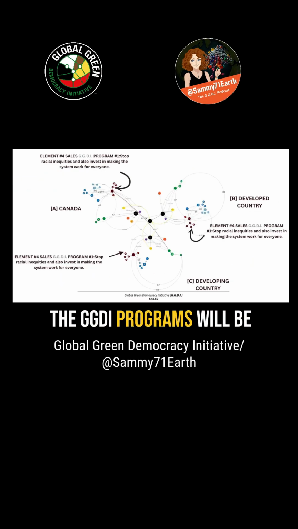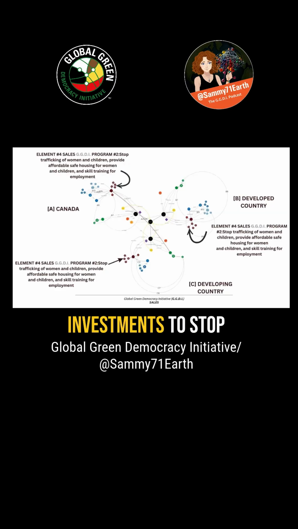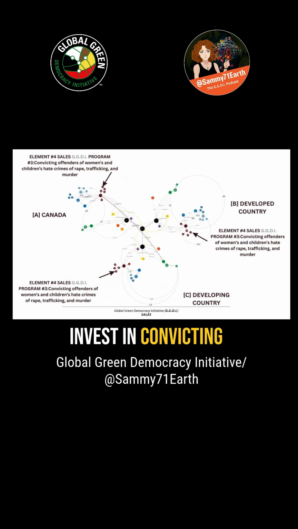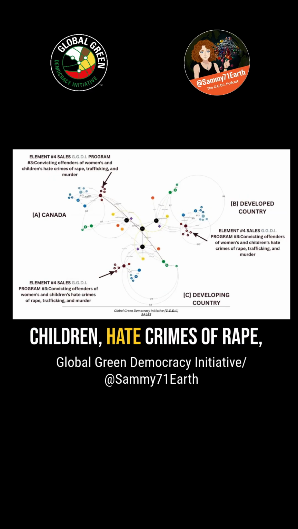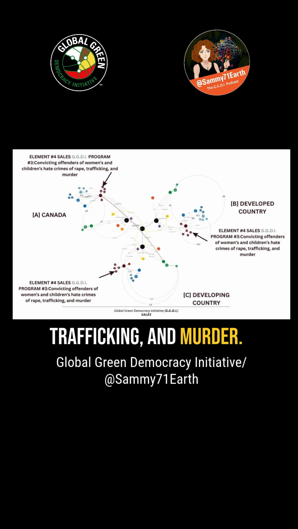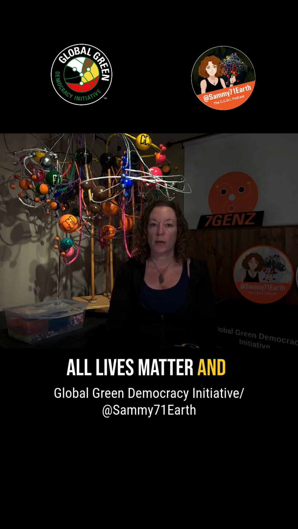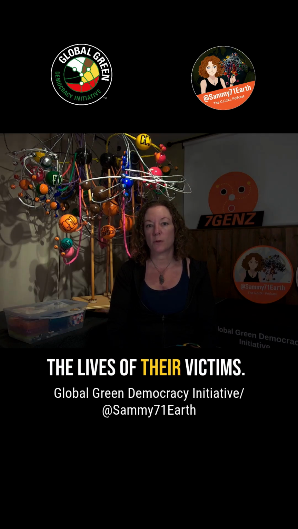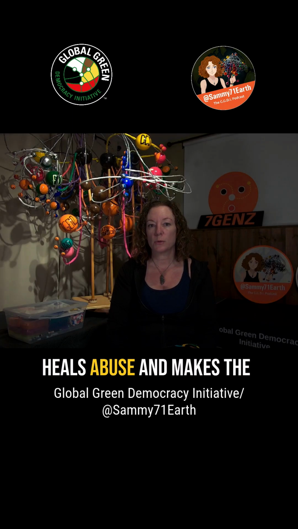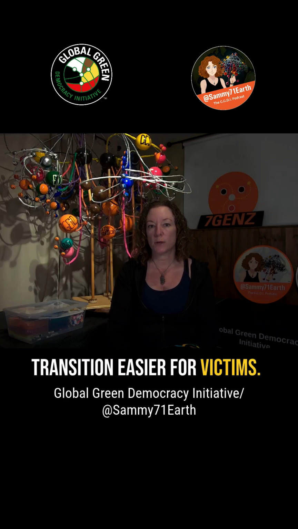The GGDI programs will be to stop racial inequities and to make sure that the system works for everyone. Investments to stop trafficking of women and girls, invest in affordable housing and training and employment, invest in convicting offenders of women and children hate crimes of rape, trafficking, and murder. We have to ensure that all lives matter and convict those who steal the lives of their victims. No one consents to be trafficked or abused. They need to have access to programs that will change the trajectory of their lives to one that heals abuse and makes the transition easier for victims.